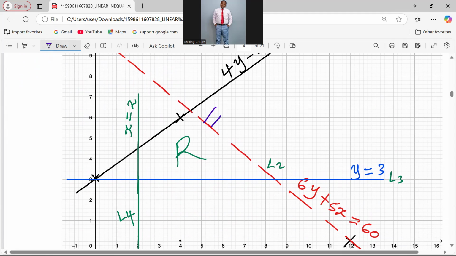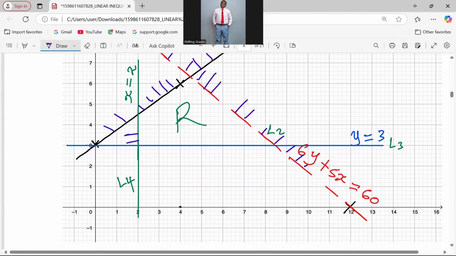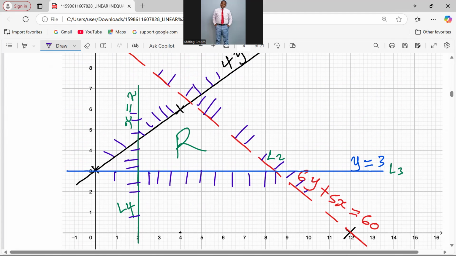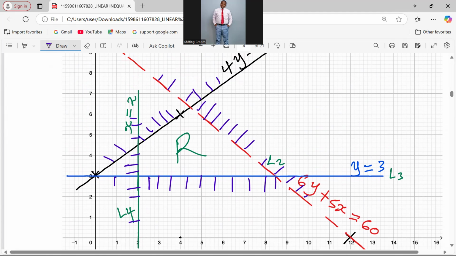Remember, the lines have already shown us the region that we need. So now that region R is the required, then this side is not required. And for L2, this other side is not the required side. So we shade the unwanted. And for this other line, we shade this side. So that at the end of the day now, we will have our common region surrounded by all the border lines.